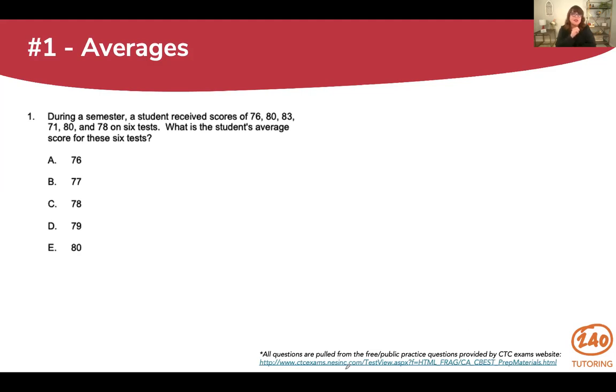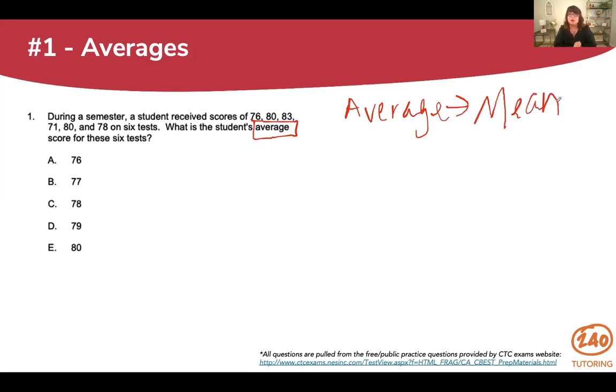It says, during a semester, a student receives scores of 76, 80, 83, 71, 80, and 78 on 6 tests. What is the student's average score for these 6 tests? Now, we're going to highlight, what are we looking for? We're looking for the average score. Now, if you're unsure, average would be the same as finding the mean. So if you can remember how to find mean, you can remember how to find average.